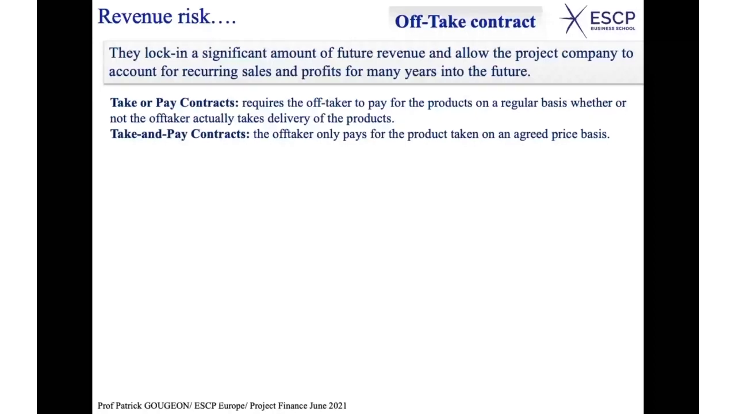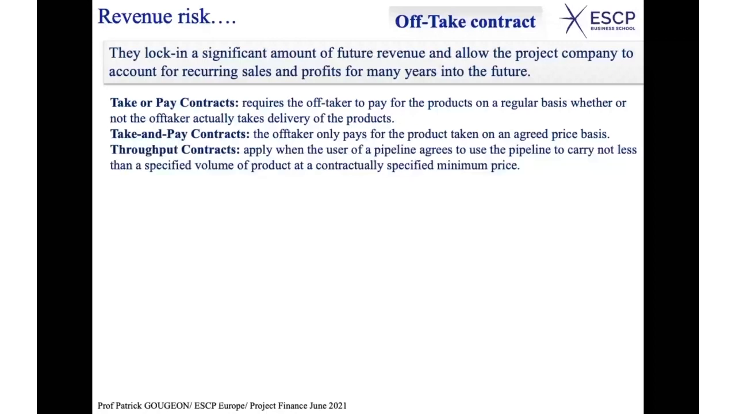The product is fixed. Throughput contracts apply when the user of a pipeline, it's typically applied for pipelines, which are huge infrastructures, and a lot of project finance concerns pipelines. Well, then you agree to use the pipeline to carry not less than a specified volume, so that you get an agreement on a minimum volume of product at a minimum price, okay?